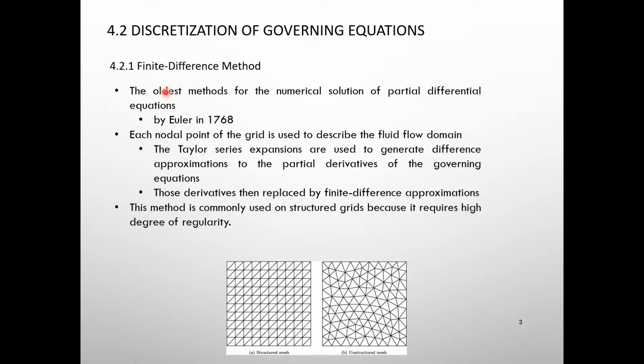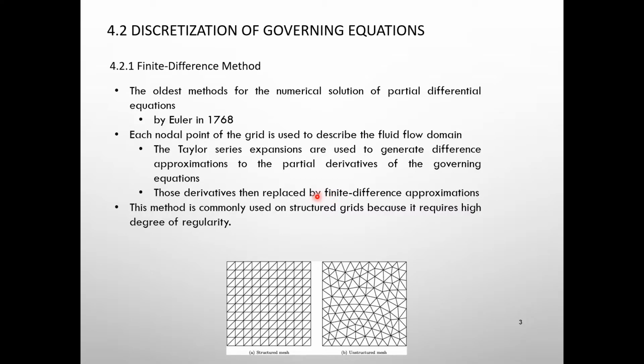So we'll talk a little bit about the history of the finite difference method. It is the oldest method for numerical solutions of partial differential equations (PDE), and it was developed by Euler in 1768. That's over 200 years ago, and it was used to obtain numerical solutions to differential equations by just using hand calculations. Each nodal point of the grid is used to describe the fluid flow domain. Taylor series expansions are used to generate difference approximations to the partial derivatives of the governing equations, and these derivatives are replaced by finite difference approximations, which results in equations for the flow solutions at each grid point.